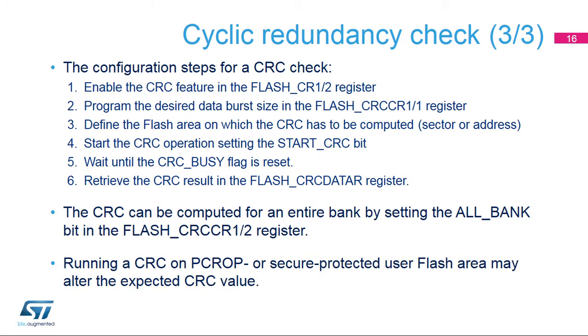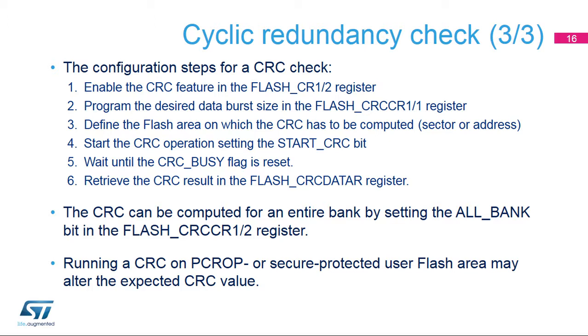The recommended sequence to configure a CRC operation in bank 1 or 2 is the following. 1. Enable the CRC feature by setting the CRC_EN bit in the FLASH_CR1 or 2 register. 2. Program the desired data size in the CRC_BURST field of the FLASH_CRCCR1 or 2 register. 3. Define the flash area on which the CRC has to be computed.